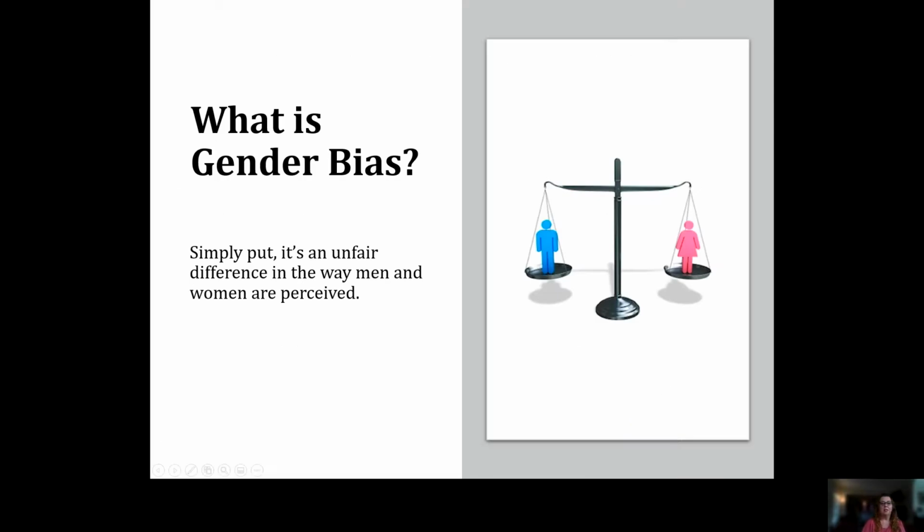So what is gender bias? Bias is defined as any tendency which prevents unprejudiced consideration of a question or behavior. Gender bias occurs because individual stereotypes and prejudices about gender become implicitly, unknowingly, but systematically implemented into everyday life. But simply put, it's an unfair difference in the way men and women are perceived.